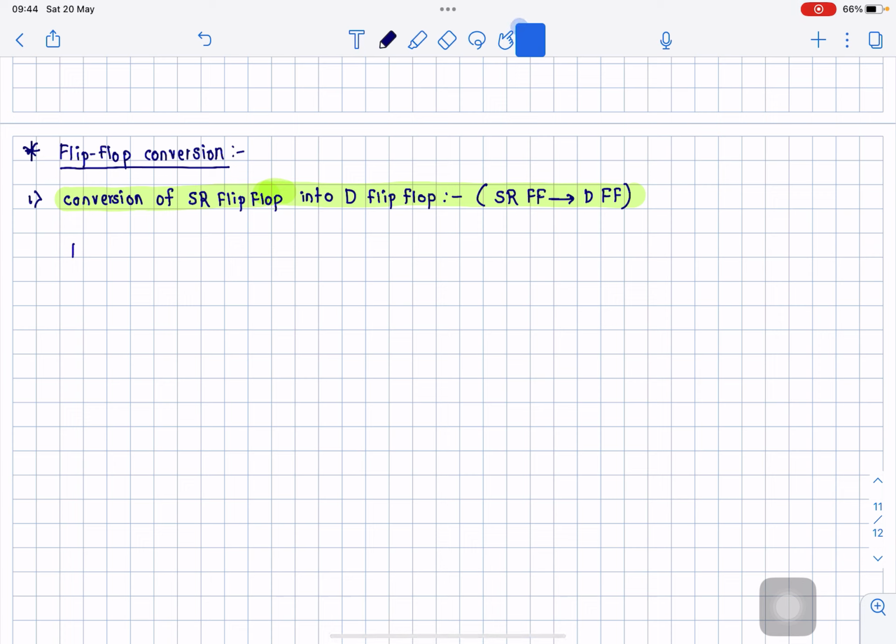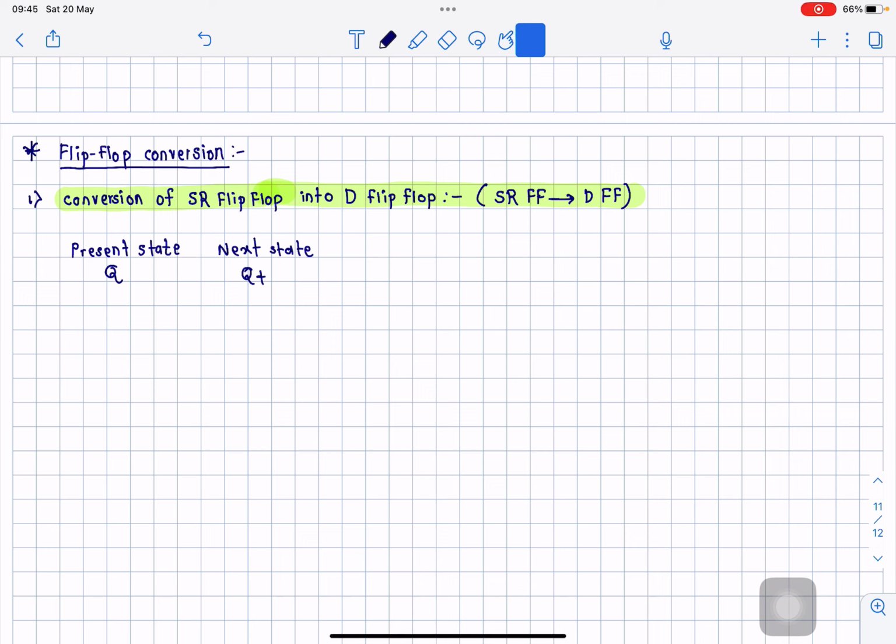In the first column I will write present state. Present state is indicated with letter Q, right? Then the next state of the flip-flop. So this is the present state, and the next state we are talking about is with respect to the converted flip-flop. First you convert the given SR flip-flop into D flip-flop, and then we talk about the present state and next state of this converted flip-flop, right? Next state we indicate with Q plus, Q with the suffix plus.